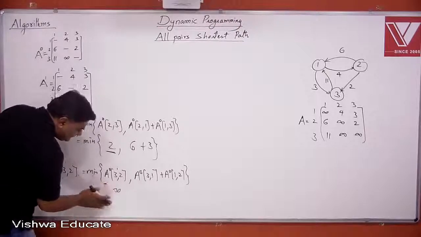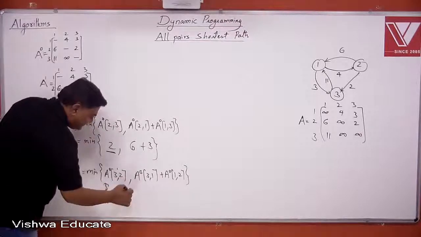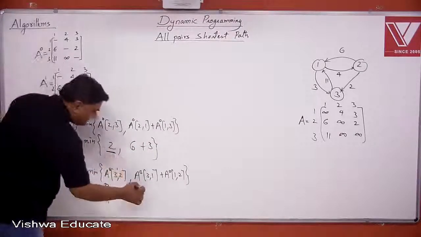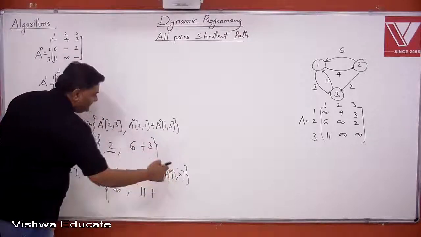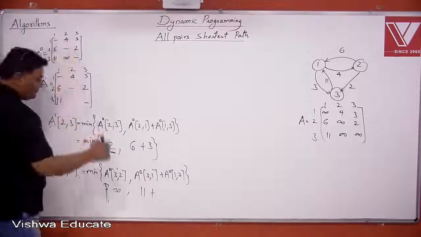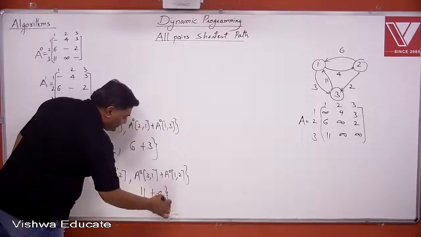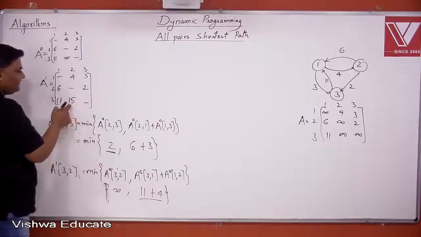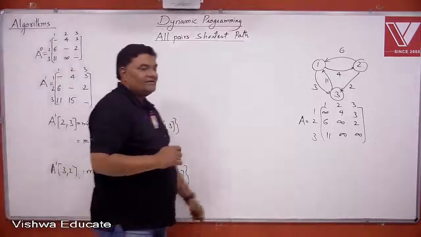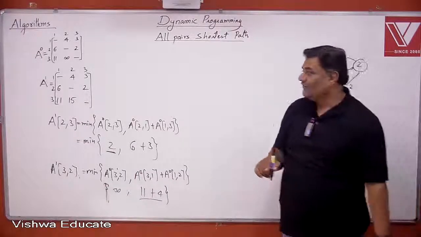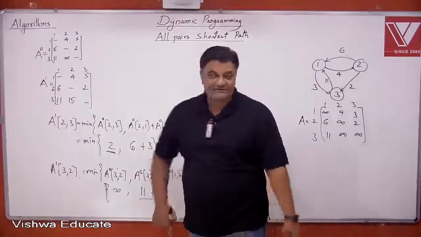This is how much? Infinity. Right? So I have to put a bracket here. Infinity. Then A0 of 3 to 1, how much? 11. Plus, then 1 to 2, how much? 1 to 2 is 4. So which is the smaller? 15 is the smaller. So let it be 15. So we got this answer. It means there is a shorter path between 3 and 2 via vertex 1, and that cost is 15.